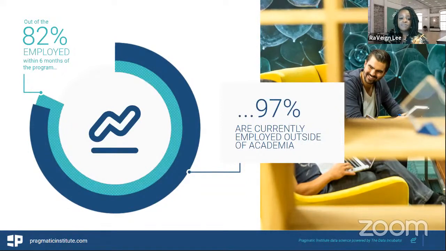So again, just to repeat myself, 97% of our students that go through our program are currently employed outside of academia, and 82% are employed within 6 months of completing the program. Those are really great numbers. We're very proud of those and have worked very hard for them. That's part of the challenge. Not only learning content, but being able to transition into data science roles. That's really where our program stands out, because we help you do both.